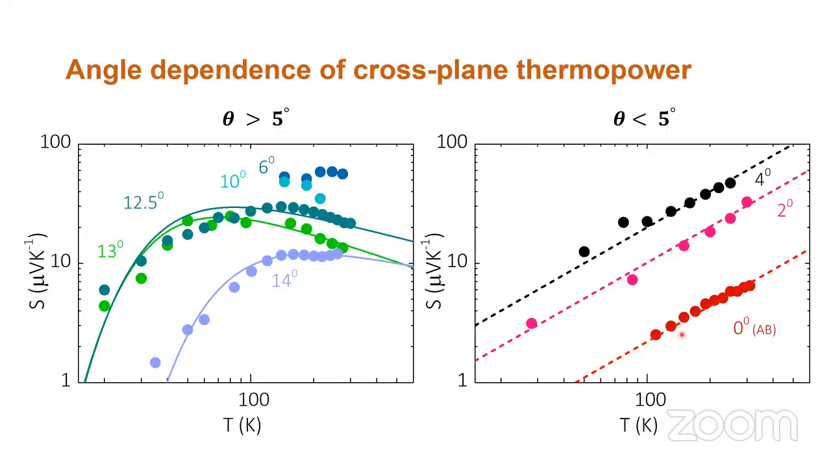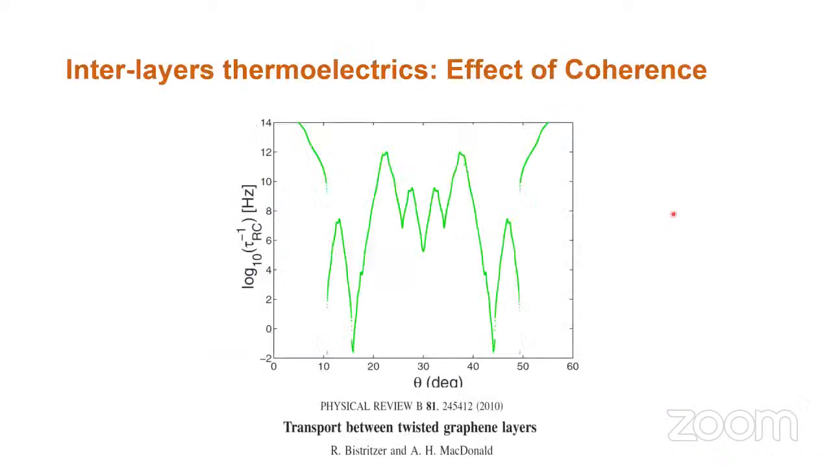is when you have an angle between the two graphene layers larger than roughly 5 degrees, you see this saturation as a function of temperature, whereas when the angle is smaller than around 5 degrees, you recover the Mott formula and there's a linearity of the thermal power. We can understand this as well, and this is what recently came out.